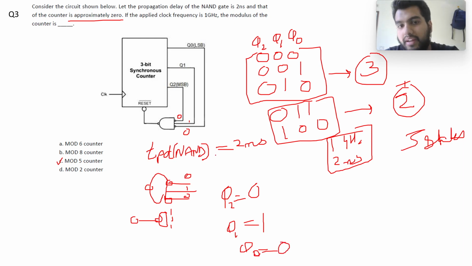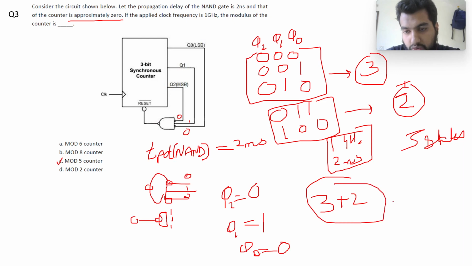But that is when the output comes immediately as soon as the input is here, that is, with no delay. But once there is a delay, since the counter is operating at 1 GHz frequency and the delay here is 2 nanoseconds, it will count 2 more states in those 2 nanoseconds, and when these 2 nanoseconds have passed, it will reset. So the number of states is 3 plus 2, so there are 5 states, so it's a mod 5 counter.